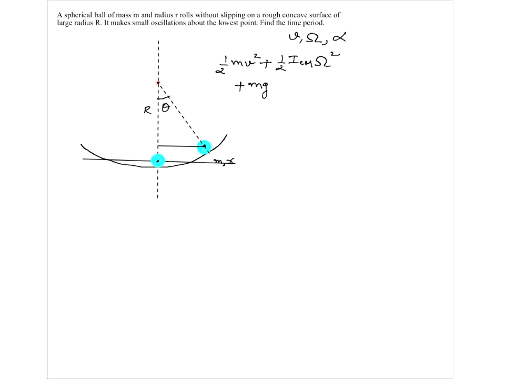From this point to the center, distance is R minus r. So from here to here, it will be R minus r cos theta. So now this answer is correct: m g (R minus r)(1 minus cos theta). If you have any questions, let me know.